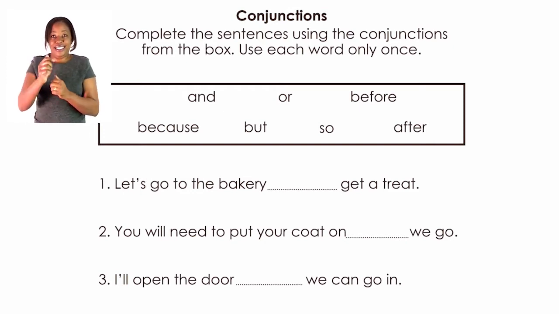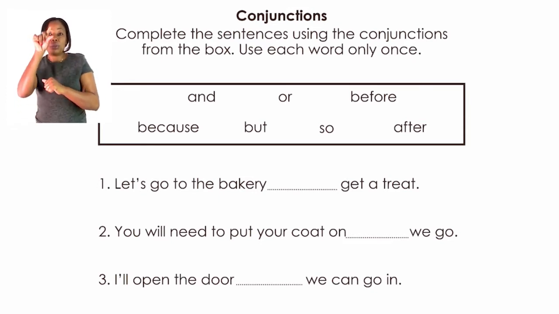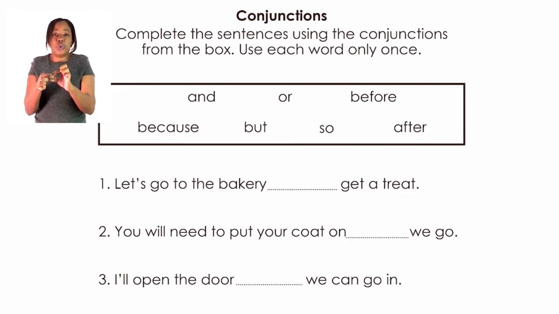Let's look at sentence number one. Let's go to the bakery, get a treat. What conjunction do you think we can use there? We go to the bakery, we get the treat. I think we will use and. Let's go to the bakery and get a treat. Okay, so you are going to find out also the second, third, fourth, fifth, sixth, and number 7 sentences for me, and try to put the correct conjunction.